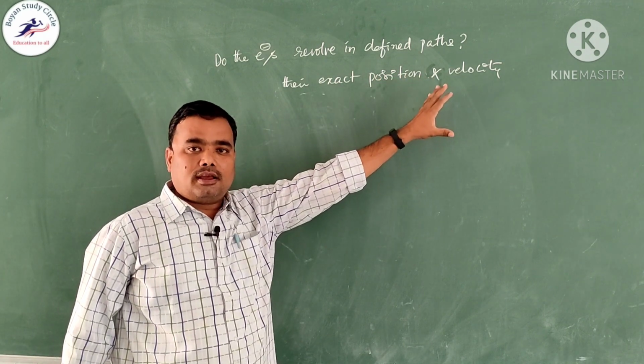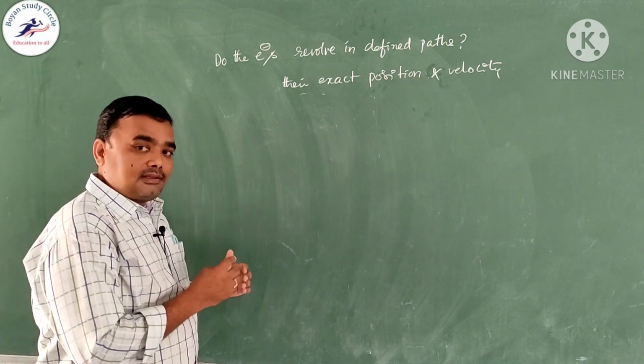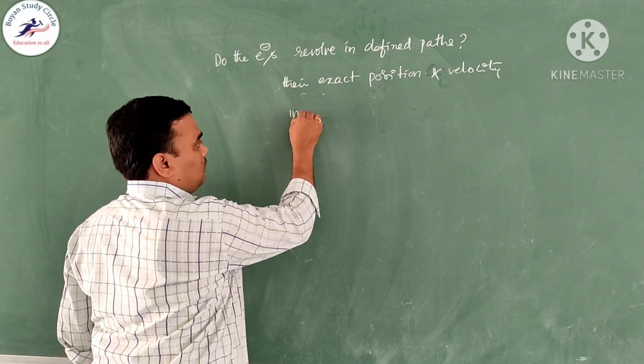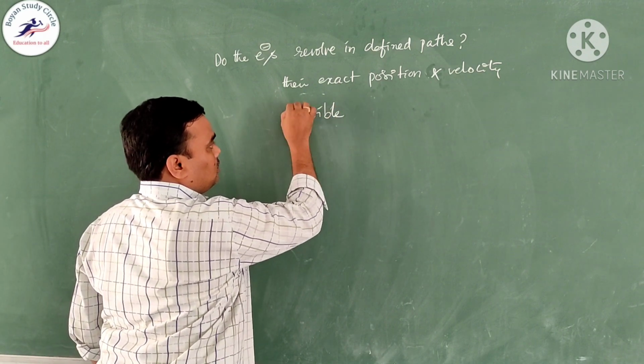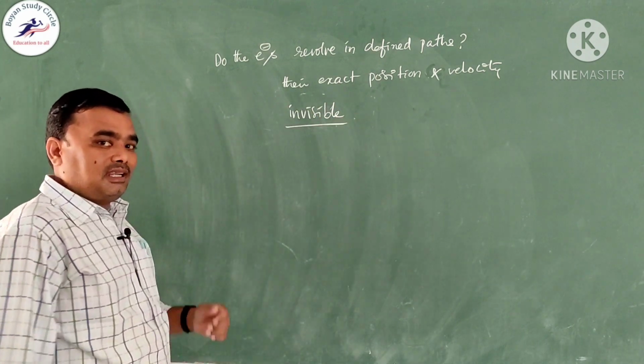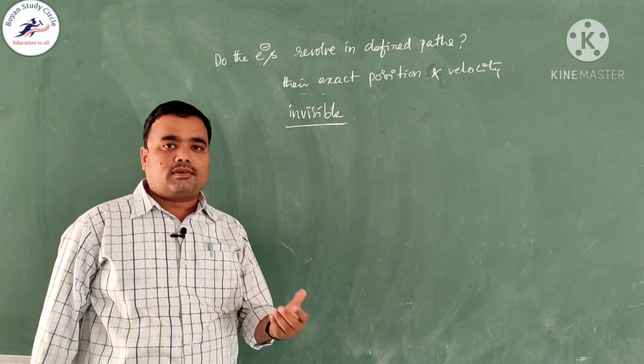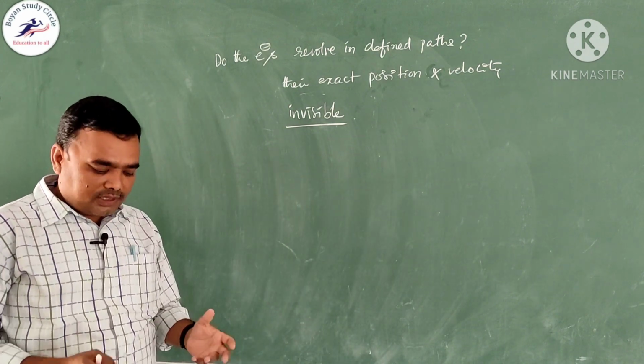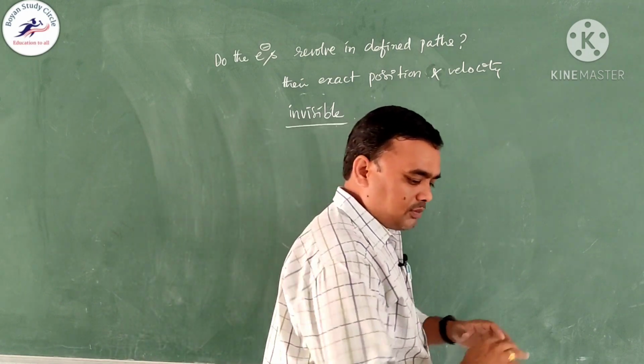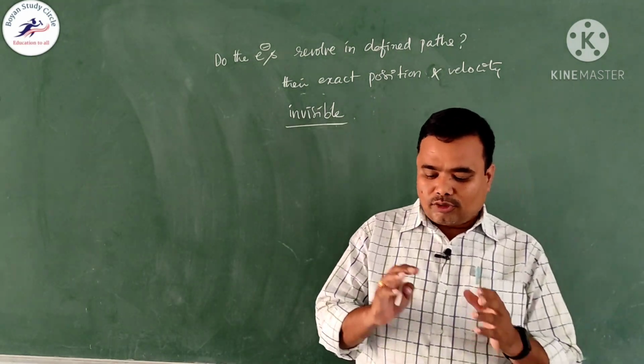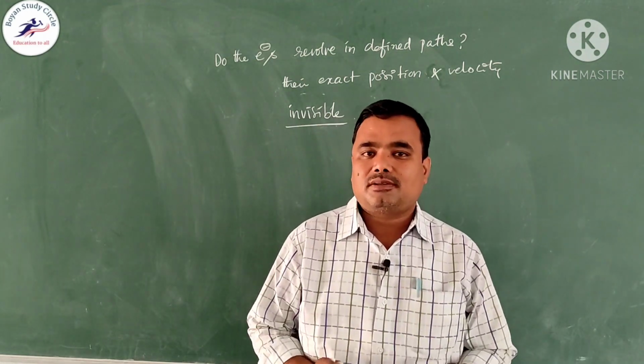You can find out the exact position and velocity of the electron. But as the electron is invisible, that means you cannot see the electron with your naked eye. For example, if you want to see items in the dark, you need a torch.